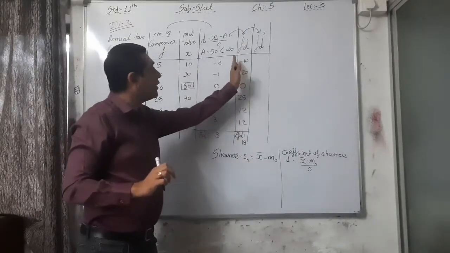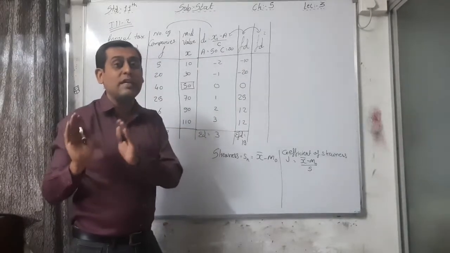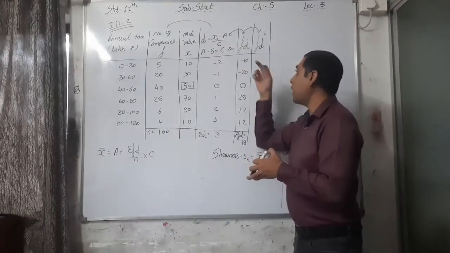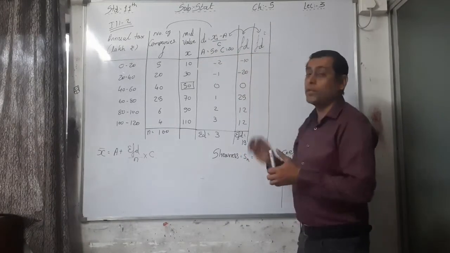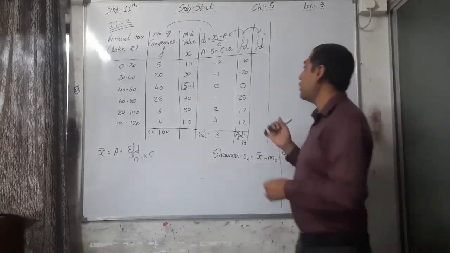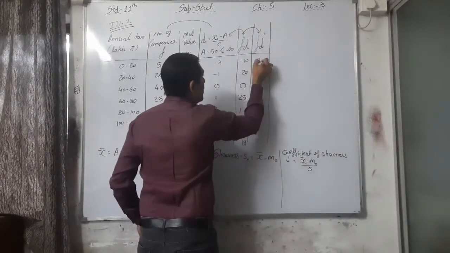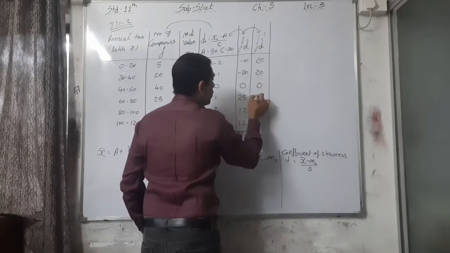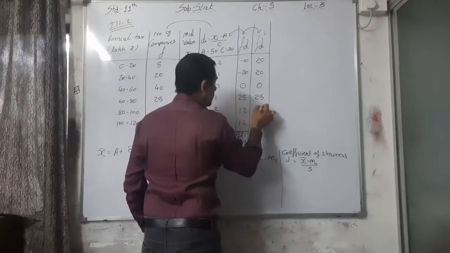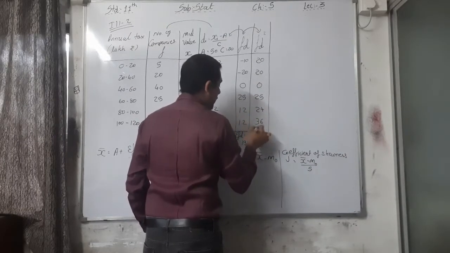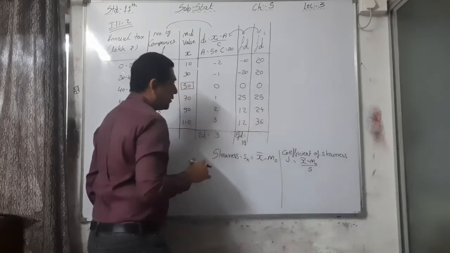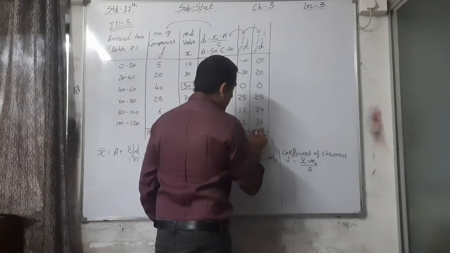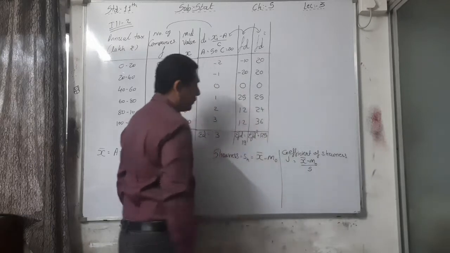D into FD, that is FD square. See, not FD whole square, it is F into D square. That's why FD into D, that we can find out FD square. So here minus minus plus, that's why 20. Minus minus plus, again 20. 0, 25, 24 and 36. Sigma FD square is equal to 125.